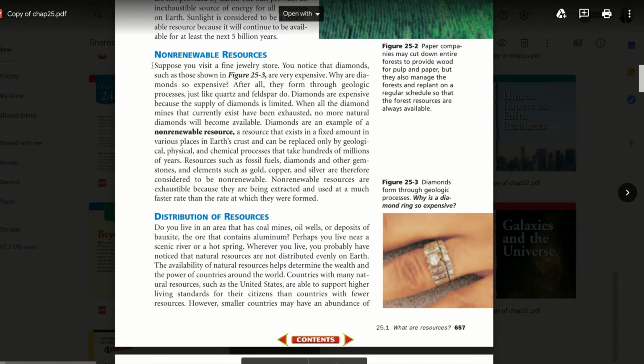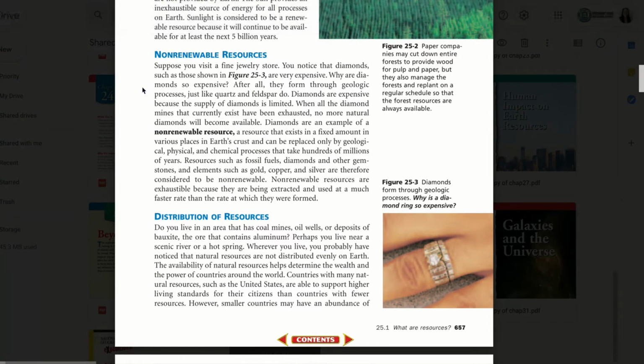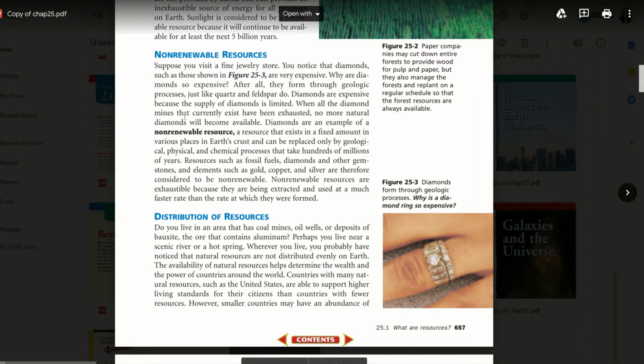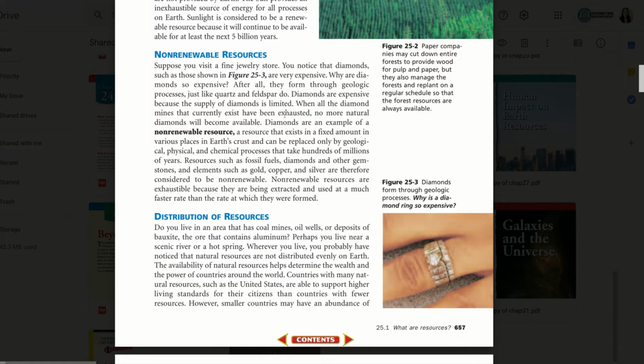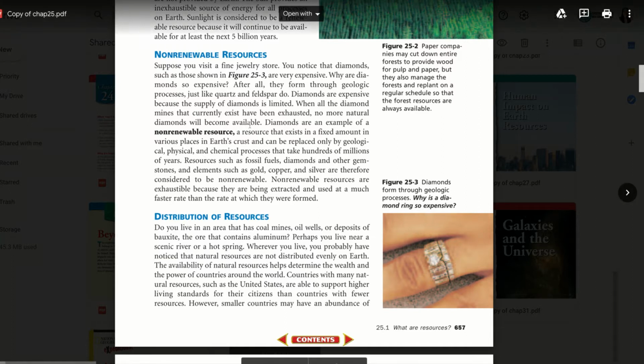Non-renewable resources. Suppose you visit a fine jewelry store. You notice that diamonds, such as those shown in Figure 25.3, are very expensive. Why are diamonds so expensive? After all, they form through geological processes, just like quartz and feldspar do. Diamonds are expensive because the supply of diamonds is limited. When all the diamond mines that currently exist have been exhausted, no more natural diamond will become available.